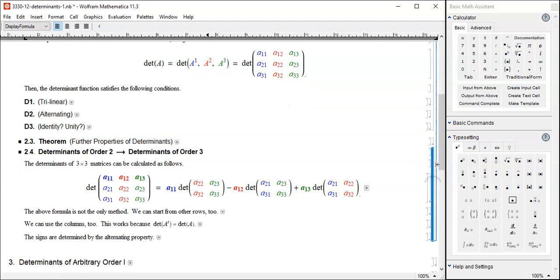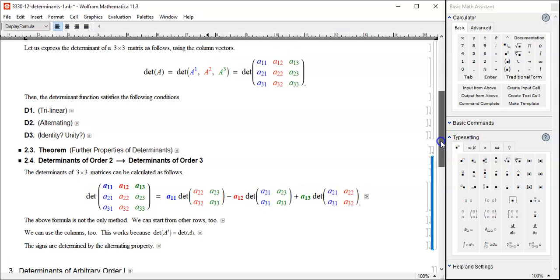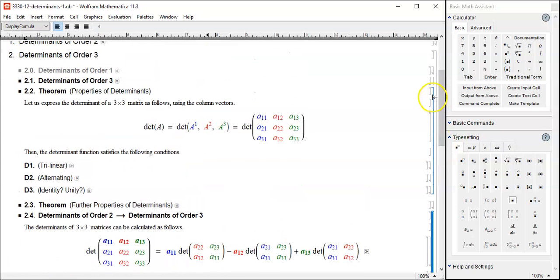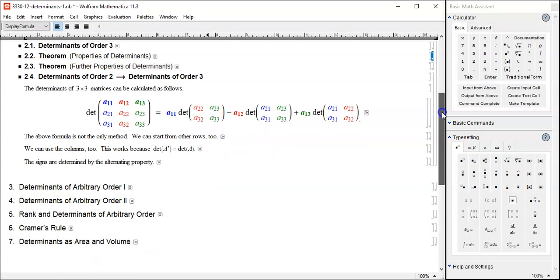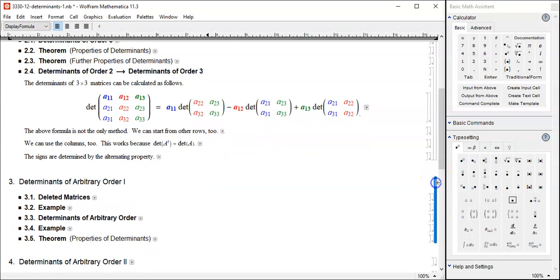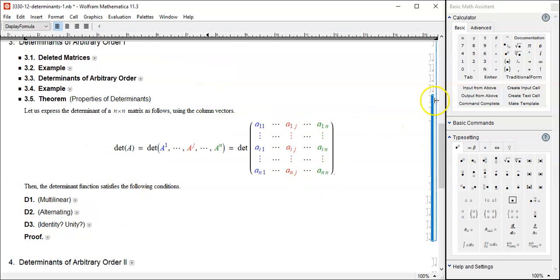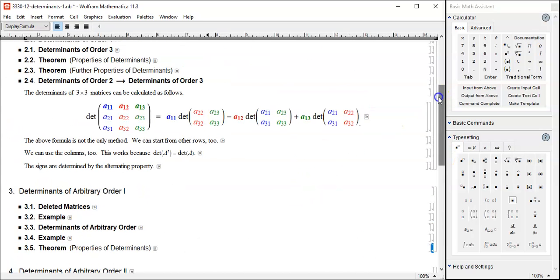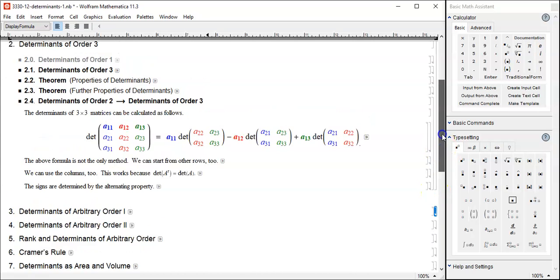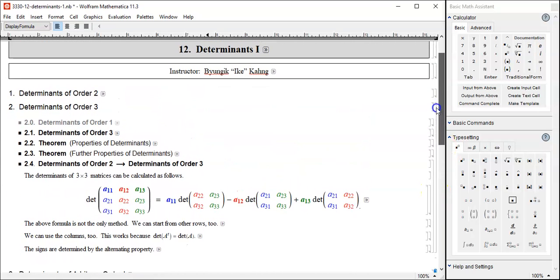Finally, here's a big theorem. No, this is not that big. Sorry about that. The big theorem must be, yes, this one. Okay, we're going to do that next time in a separate video. I'm not going to do that for 3 by 3.